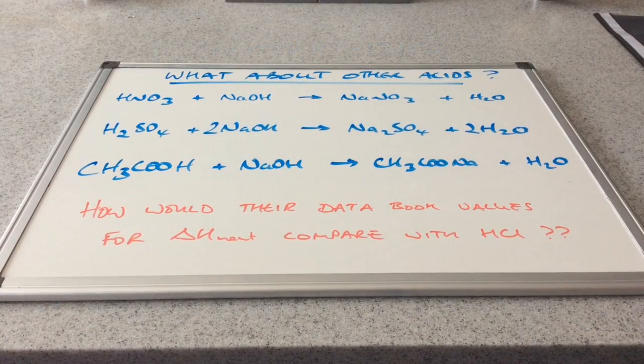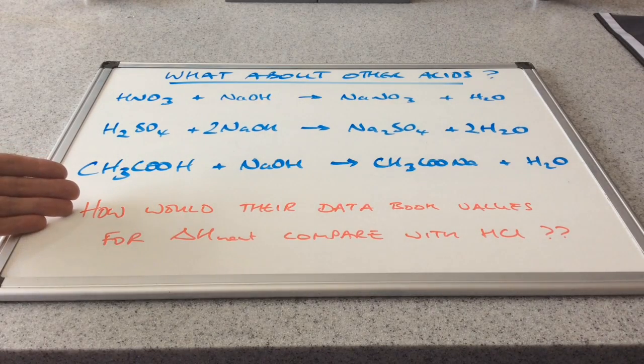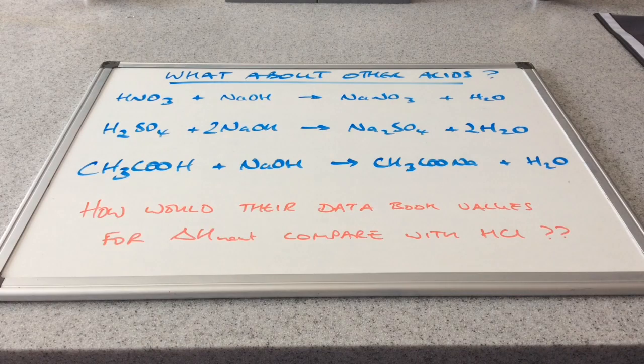We'll just finish by looking at some other acids now. So I've got 3 acids there, nitric, sulfuric and ethanoic. Again reacting with sodium hydroxide. So have a think about how their data book values for the enthalpy change of neutralisation would compare with that of HCl, which remember was minus 57.9.